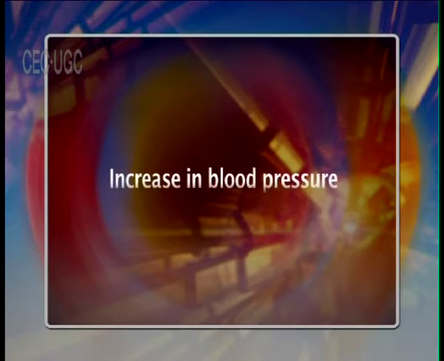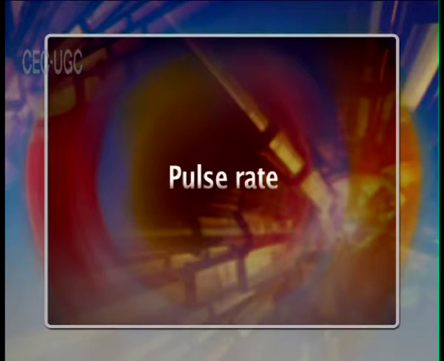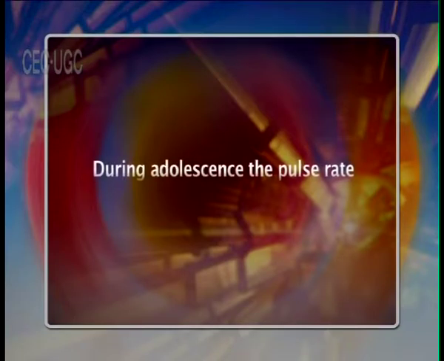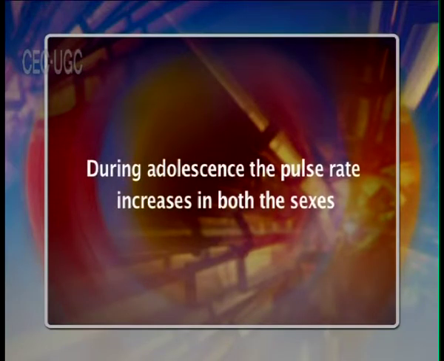Increase in blood pressure. During early childhood, girls have higher blood pressure than boys. But with the beginning of adolescence, the blood pressure increases in boys and the difference increases with age. Pulse rate. Like other organs of the body, the heart increases in size and weight. The rate of growth of the heart is higher in boys than girls. During adolescence, the pulse rate increases in both the sexes. But the increase becomes less as the individual becomes older.